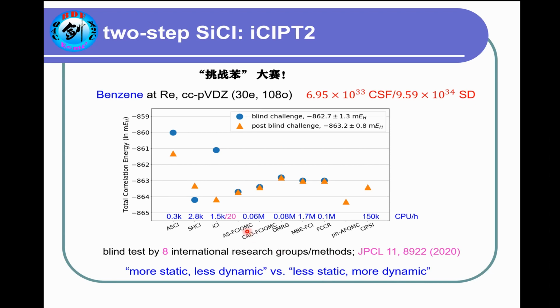If you look at the efficiency, this roughly tells the flavor of the efficiency of all the calculations. It is obvious that the CI type of methods are more efficient than coupled cluster ones. Actually, iCIPT2 has been improved by a factor of 20, so it is obvious that our iCIPT2 is the most efficient among all these methods.